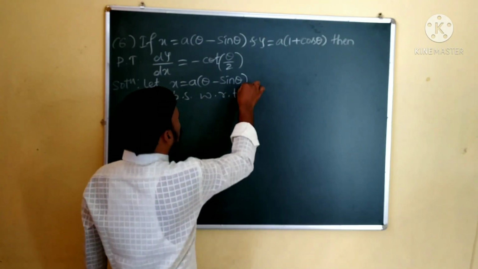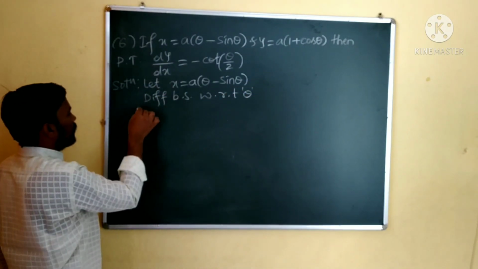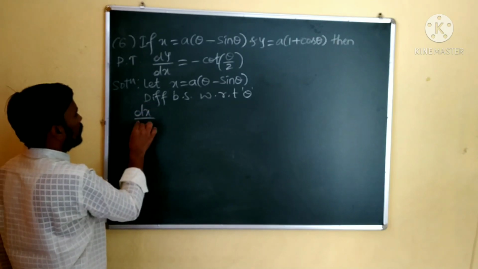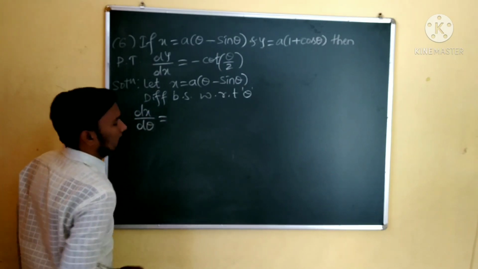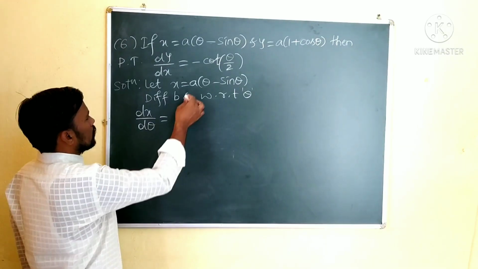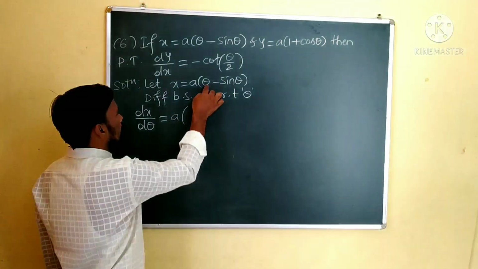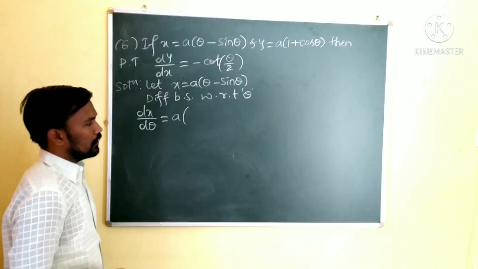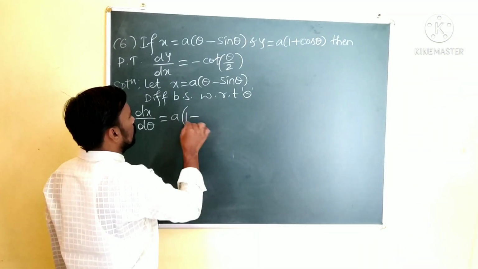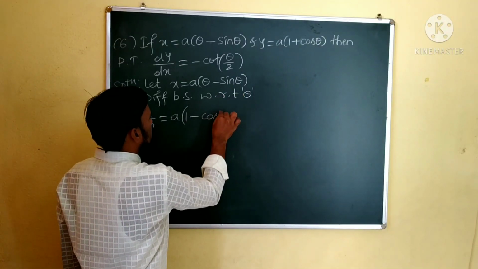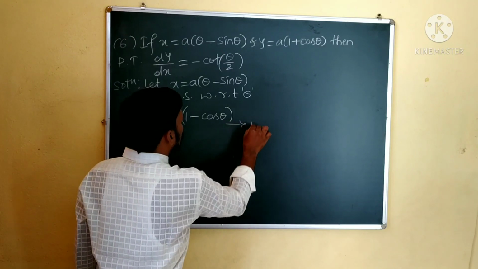Differentiating both sides with respect to theta. So now the derivative of x with respect to theta is what? dx by d theta. Since a is a constant, write it as it is, and take the derivative of theta. The derivative of theta with respect to theta is 1, minus the derivative of sin theta, which is cos theta. This is equation number 1.